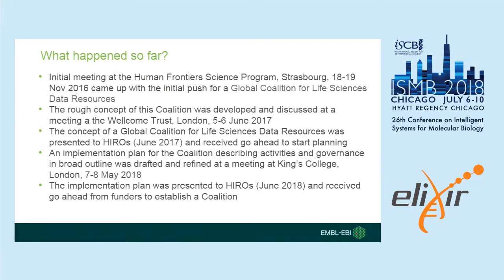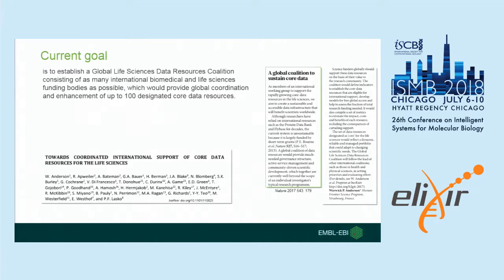So the current goal is to establish a global science data resource coalition consisting of as many international biomedical and life science funding bodies as possible, which would provide global coordination and enhancement of up to 100 designated core data resources. Various papers and commentaries were published over the last 2 years at various places to keep people a bit informed about that. And we had these various workshops where we try to get community engagement.